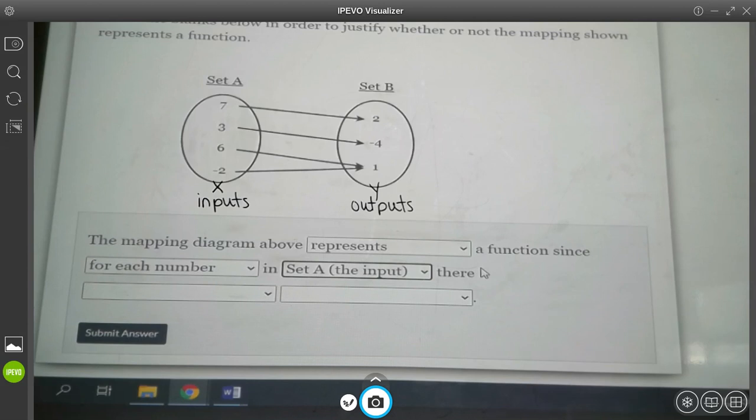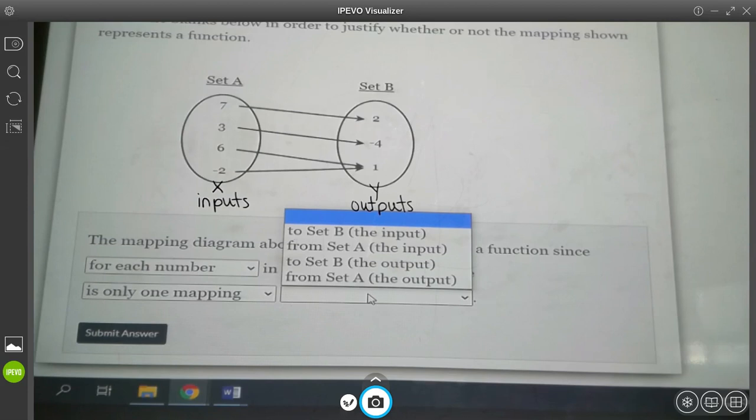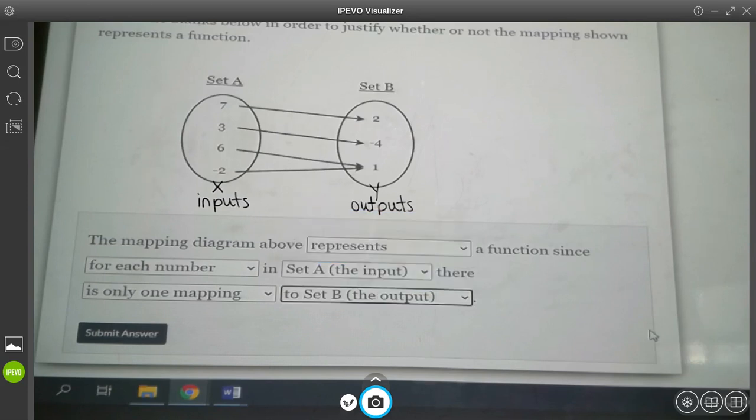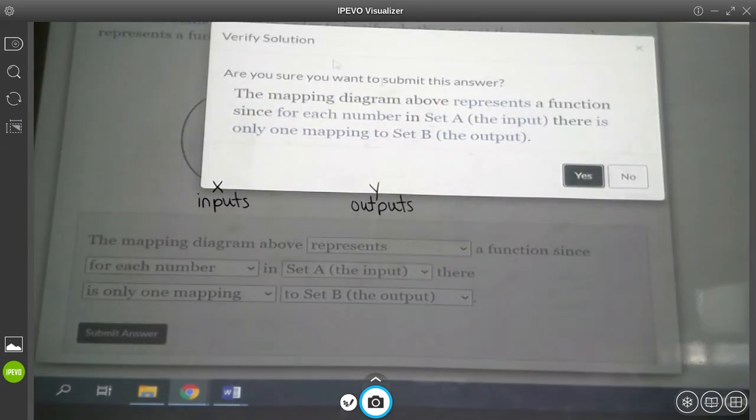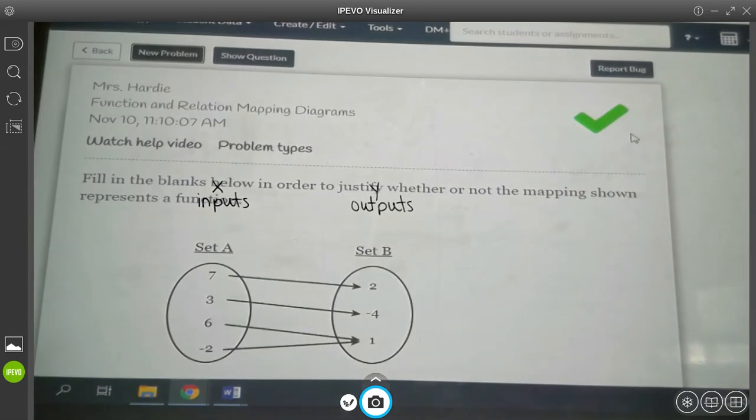Now, it's a function because the numbers in set A only point or only map to one number in set B. So you want to say there is only one mapping. They're only pointing to one number in set B, which are the outputs. So make sure you pick the set B that says output. So take a look at that. I just wanted to kind of go over that vocabulary with you guys so you weren't feeling like you got thrown into it alone on the first go round when you start doing your homework. All right, then you can hit submit answer. It'll say, yes, I want to submit that, and you'll get your green check. All right, so I just wanted to go over one with you so you guys could see that.